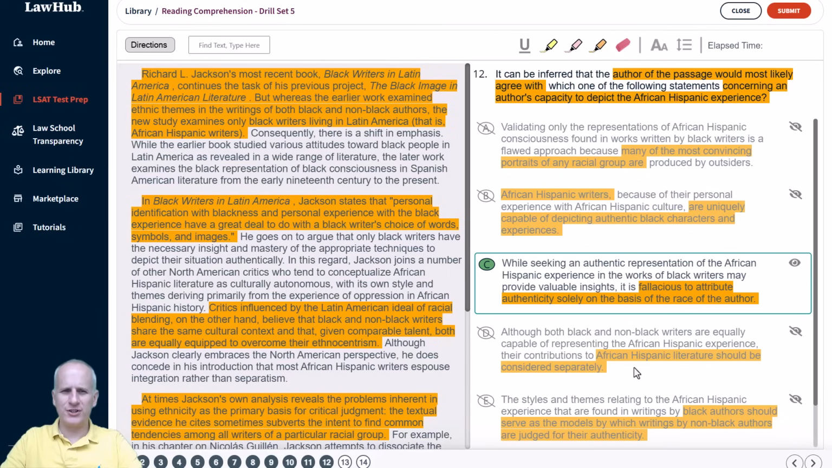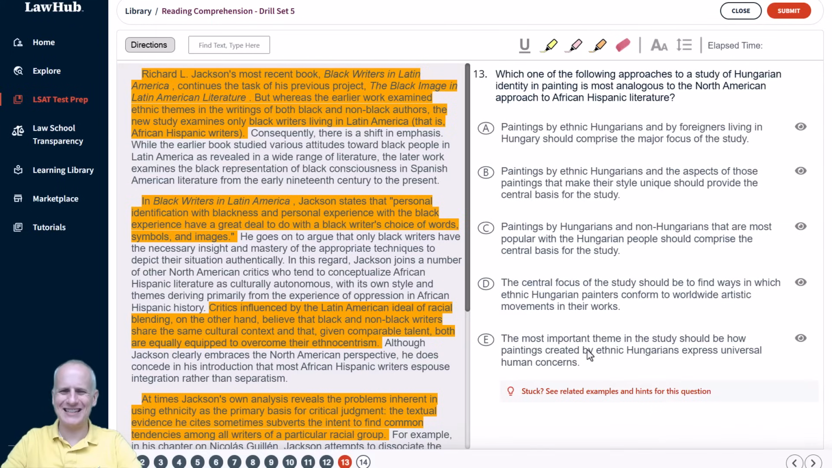Moving on from question number 12 of reading comprehension drill set number 5 over at lawhub.lsac.org, we see the penultimate, or second to last, question of this drill set, number 13. And as always, we're going to select our highlight tool if we haven't got one ready at the moment to specifically highlight and call out what the exact task is for number 13.